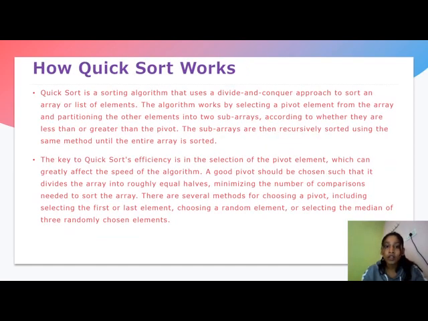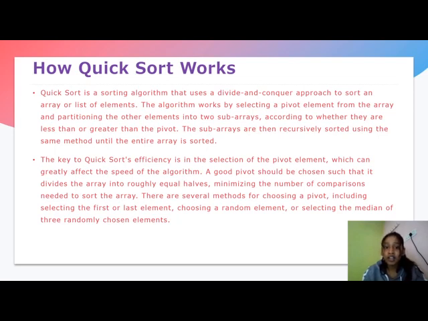Now let us know how quicksort works. We know that quicksort is a sorting algorithm which uses the divide and conquer approach to sort an array or a list of elements. The algorithm works by selecting the pivot element from the array and partitioning the elements into two subarrays, depending on whether they are lesser than or greater than the pivot element. The subarrays are again partitioned into two subarrays and sorted according to the same method.